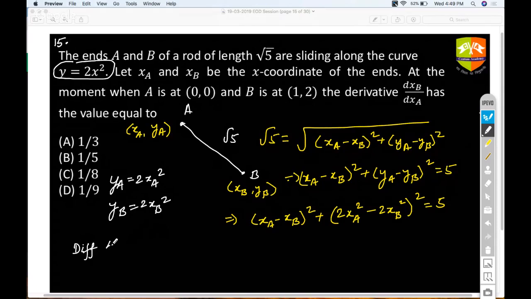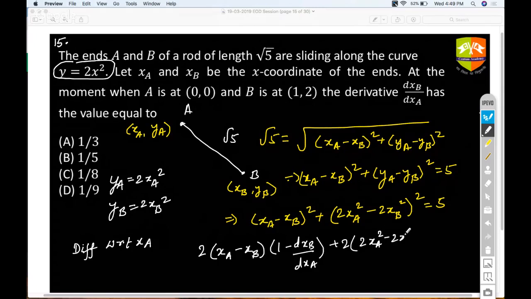Now let me differentiate with respect to XA both the sides. So this will become 2 times XA minus XB into the derivative of this, which is 1 minus dXB by dXA. Correct? In a similar way, this can be written as 2 times 2XA square minus 2XB square into the derivative of this term, which is going to be 4XA minus 4XB dXB by dXA, and this is equal to 0.